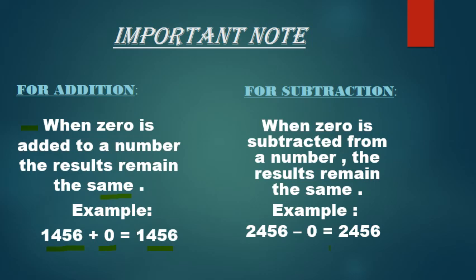For subtraction, if 0 is subtracted from a number, the result also remains the same. How? Look at the example. We have 2456 minus 0. So the answer we get is 2456. The result remains the same.